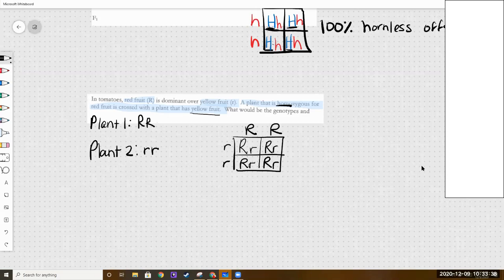So we have a homozygous dominant parent and a homozygous recessive parent. If you look here, every single one of the 4 boxes contains a capital R, so 100% will have the dominant trait. So we're going to have 100% red fruit offspring.